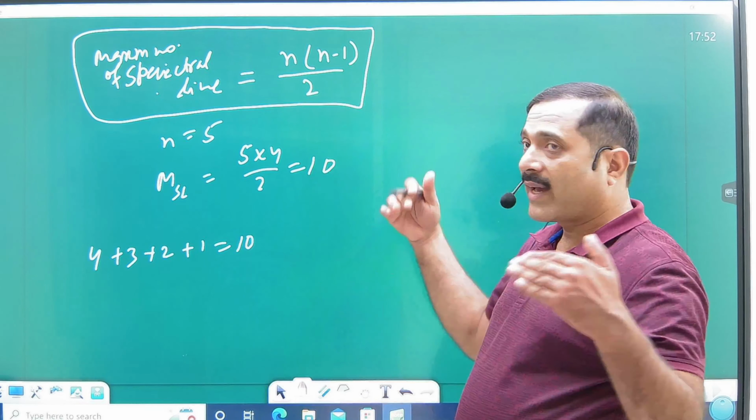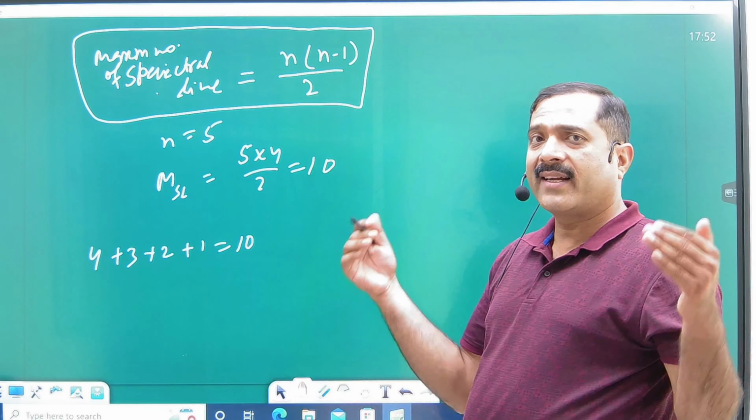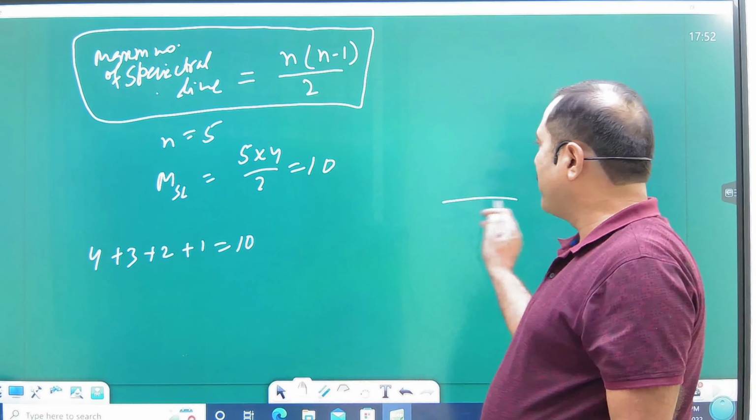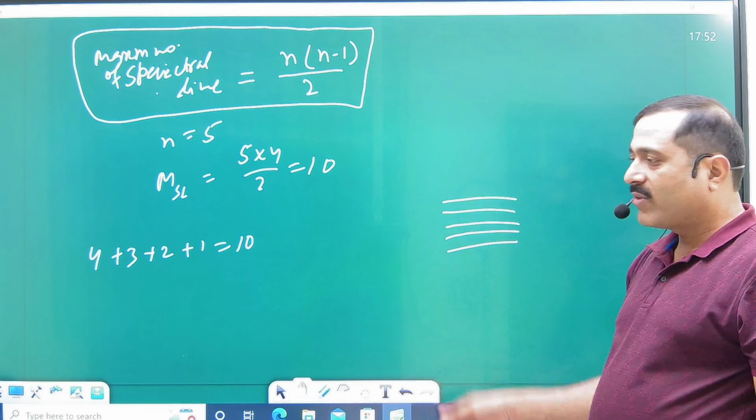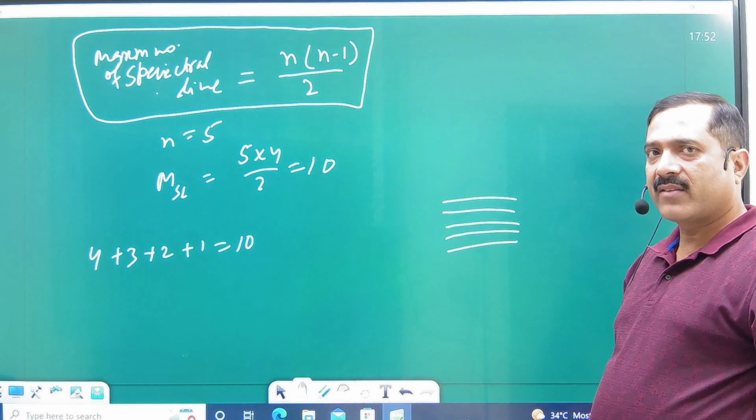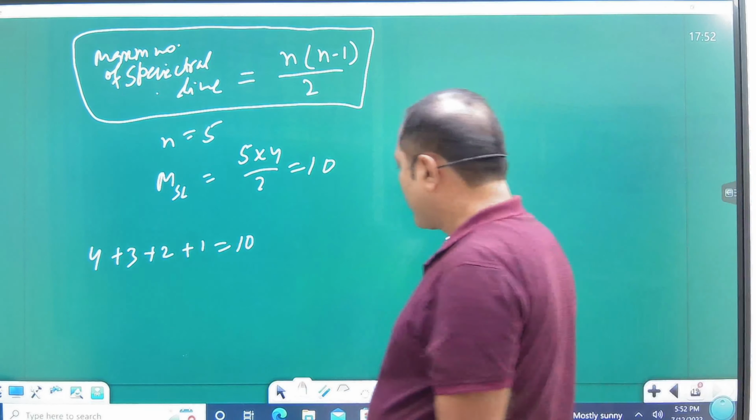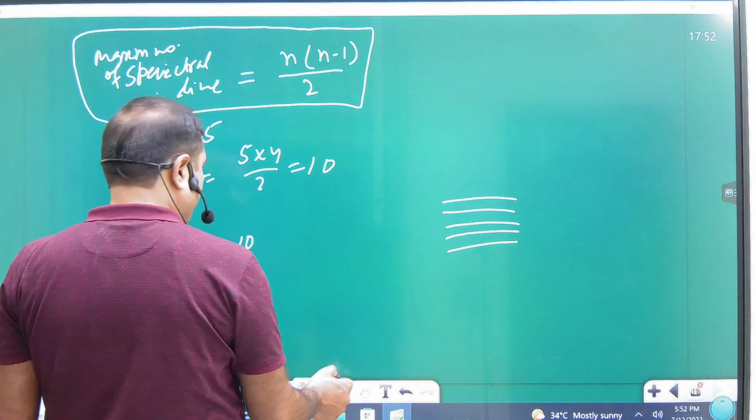If the value of n is quite high, such as 10, 20, or 100, then we can't calculate by making a figure; we have to apply the formula. And now, hydrogen spectra.